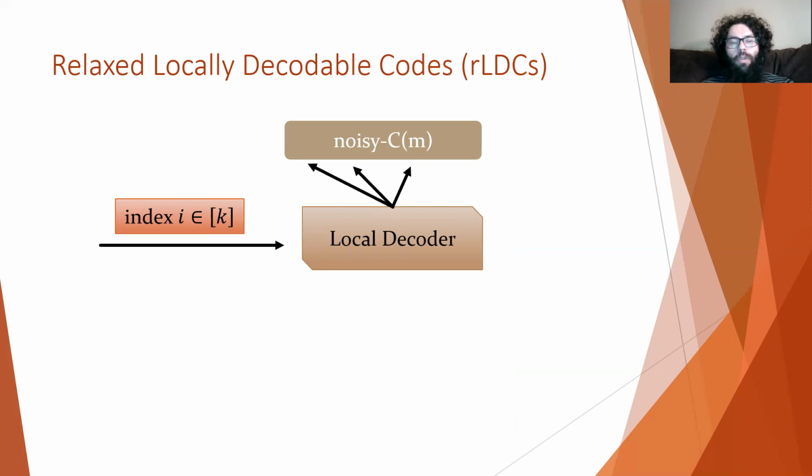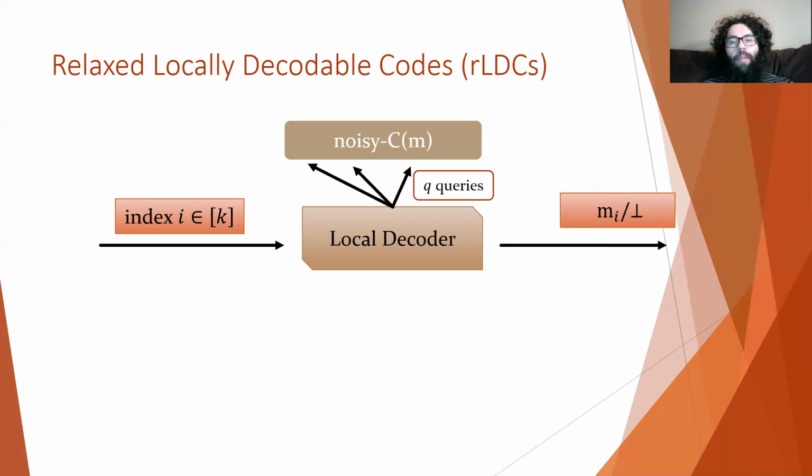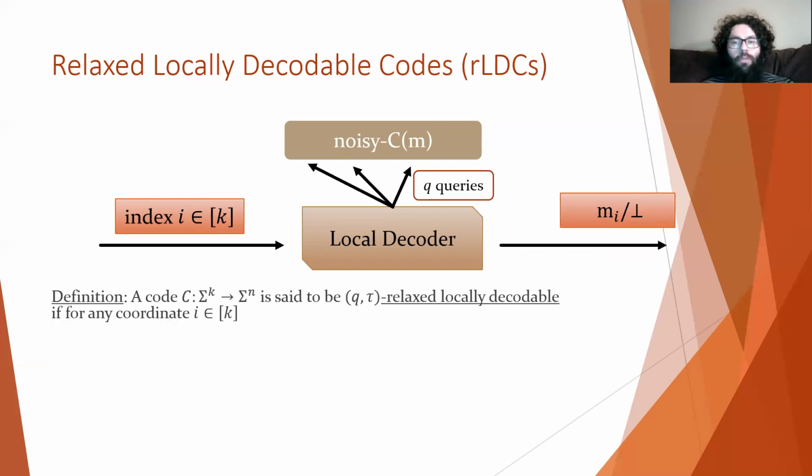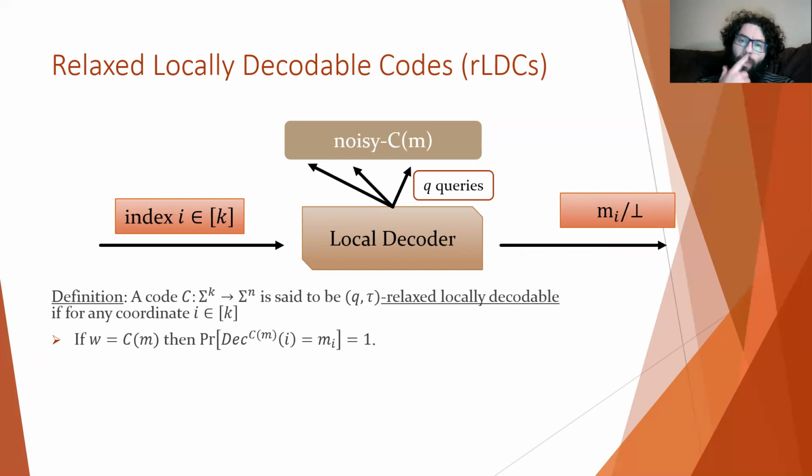So as before, we have a local decoder that gets a noisy code word and an index, makes few queries, and now it needs to output either the message bit or it needs to output bottom. So bottom will say, yeah, I found an error, I don't know. To make sure that the local decoder doesn't output bottom all the time, we put a restriction on it. If W is really an encoding of some message, if W is really a code word, then the decoder must output the correct value. It must output the ith bit of the message.